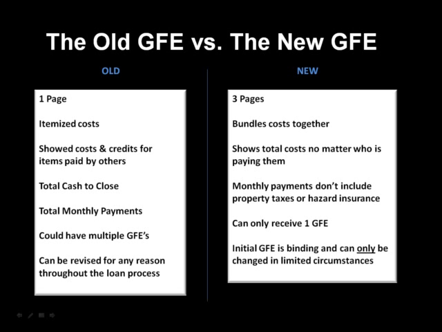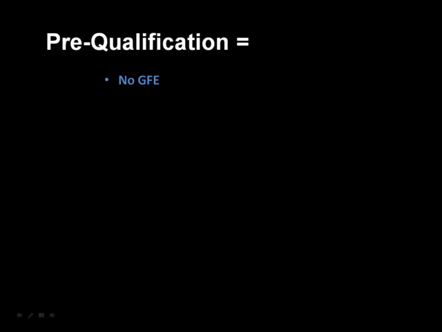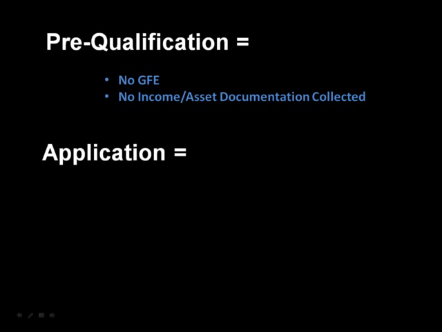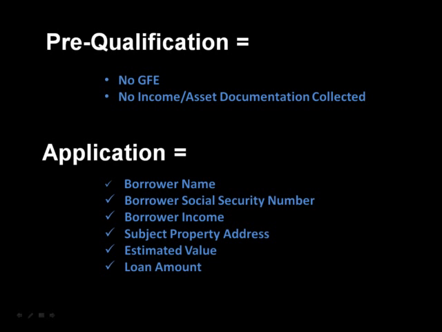Your loan originator will no longer be giving out a good faith estimate when they pre-qualify your clients. Because the initial good faith estimate given out now will be the binding good faith estimate, there are just too many things not known at that stage. Loan originators won't be giving out a good faith estimate until they have taken an application. HUD now defines an application as a receipt of 6 items: the borrower's name, social security number, their income, subject property address, estimated value, and loan amount.